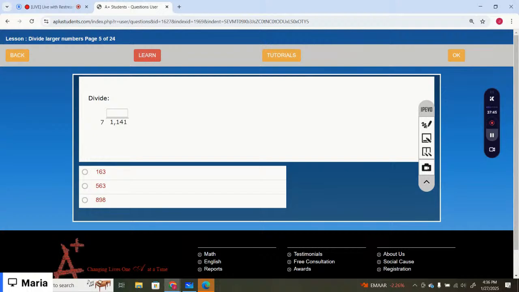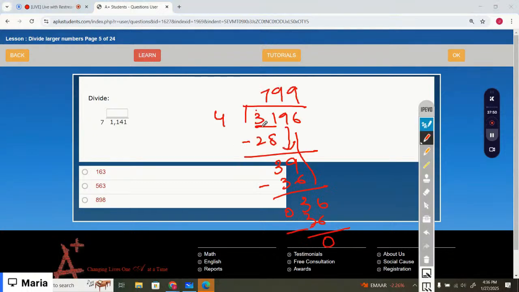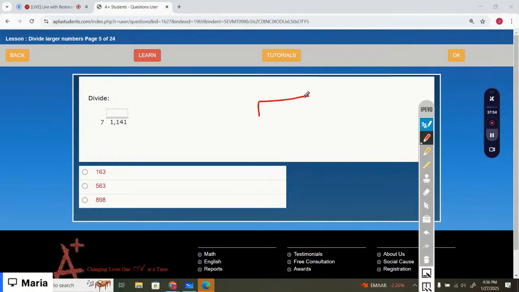1141 divided by 7. So let's just divide 1141 by 7. Look at the first digit. You cannot divide 1 by 7, so you have to make the number greater than 7. That is then 11. So you have to count the table of 7 until 11. So 7 times 1 is 7, you can go for that. 11 take away 7 is 4.